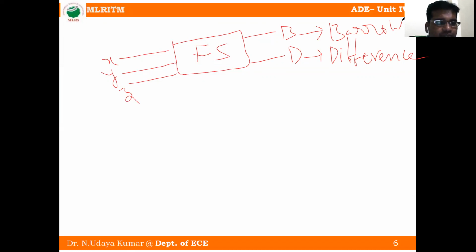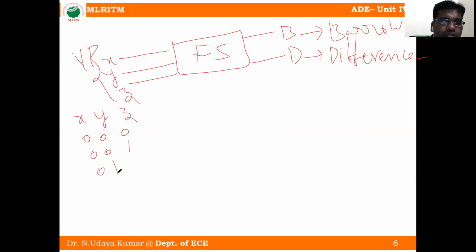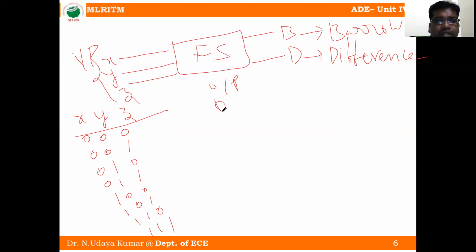Now I will write the expressions. So X, Y, and Z are the inputs. Three inputs give these combinations: 0 0 0, 0 0 1, 0 1 0, 0 1 1, 1 0 0, 1 0 1, 1 1 0, 1 1 1. These are the input combinations. What are the outputs? Difference and borrow.